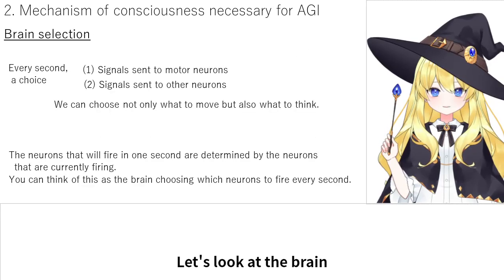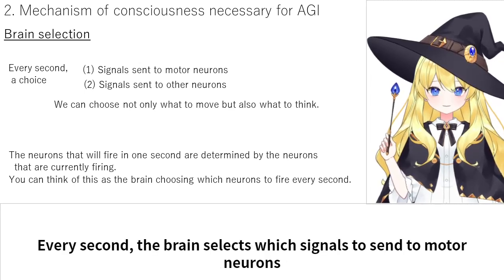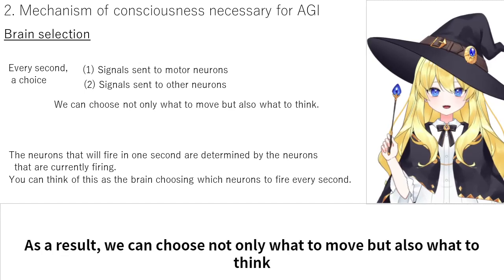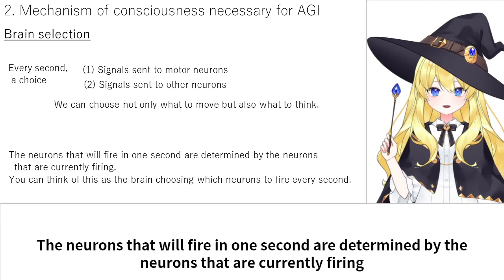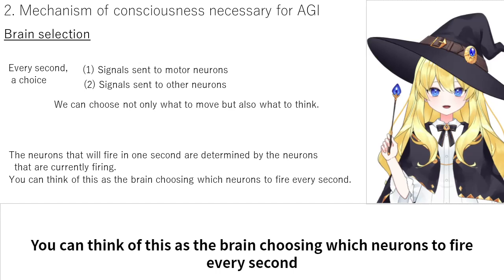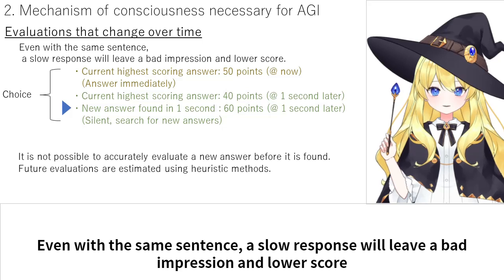Let's look at the brain. Humans can choose how to move. Every second, the brain selects which signals to send to motor neurons. But it also selects which signals to send to other neurons. As a result, we can choose not only what to move but also what to think. The neurons that will fire in 1 second are determined by the neurons that are currently firing. You can think of this as the brain choosing which neurons to fire every second. Back to our topic. Even with the same sentence, a slow response will leave a bad impression and lower score.